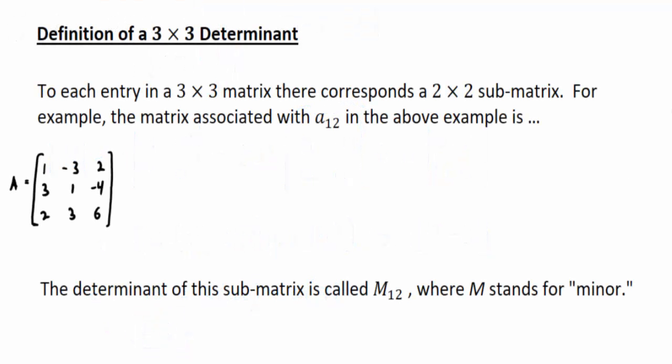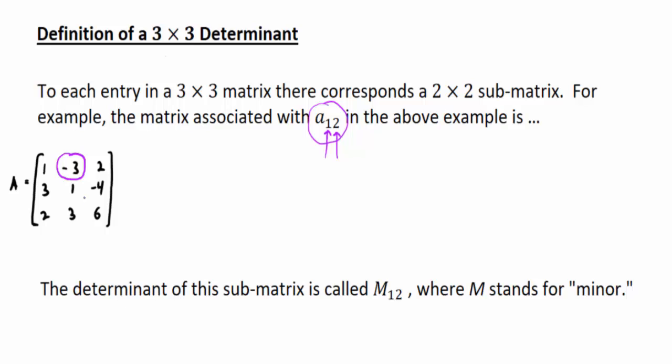And let's then talk about a general definition for what we just did. So, definition of a 3 by 3 determinant. Okay, so the 3 by 3 matrix determinant definition. To each entry in a 3 by 3 matrix, there corresponds a 2 by 2 submatrix. For example, the matrix associated with A12 in the above example. Okay, which one's A12? Which entry is A12 in this matrix? So it's first row, second column, right? That's the negative 3.